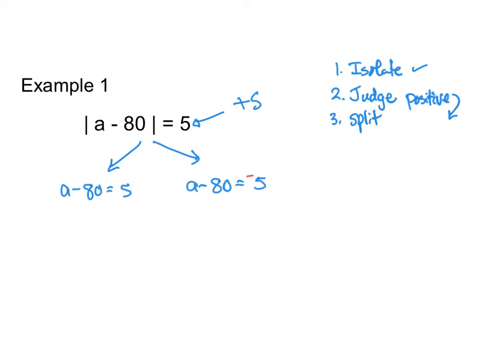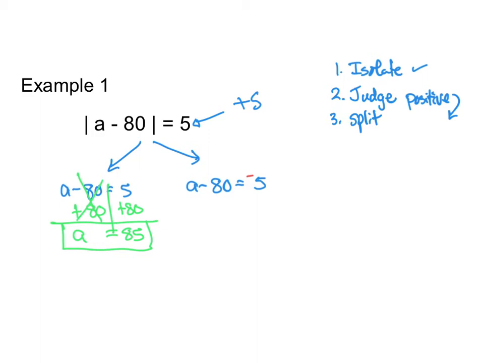So we want to get a by itself, so we're looking at this first one here, okay? We want to get a by itself. We have the -80, so how do we do that? We're going to add 80 to both sides of the equation. So we have -80 plus 80 makes 0. 5 plus 80 is 85. So this is one of our answers.